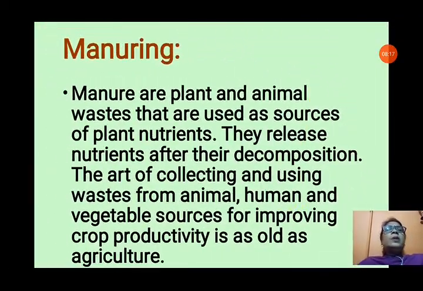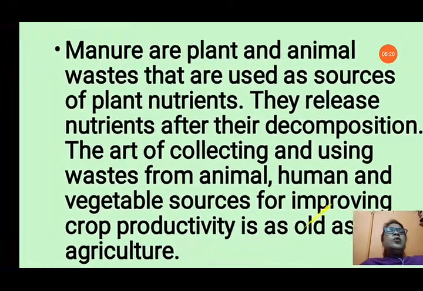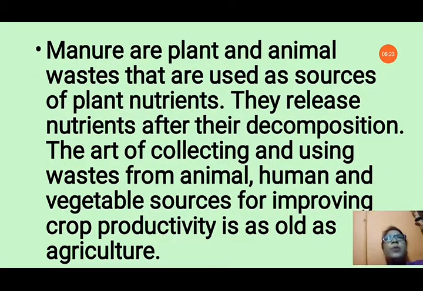Now next, manuring. Manure is plant and animal waste that is used as a source of plant nutrients. That means manuring is very important to give the nutrients to the plants. For the good growth of the plants and for better yield, manure should always be given to the field. They release nutrients after their decomposition. The art of collecting and using waste from animal, human and vegetable sources for improving crop productivity is as old as agriculture. That means from the day when agriculture started, manuring is done in the field.